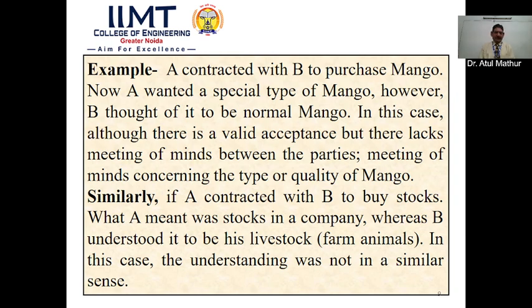Example: A contracted with B to purchase mango. Now, A wanted a special type of mango, however, B thought of it to be a normal mango. In this case, although there is a valid acceptance, there is a lack of meeting of minds between the parties, concerning the type or quality of mango. Similarly, if A contracted with B to buy stock, what A meant was stock in a company, whereas B understood it to be his livestock, meaning farm animals. In this case, the understanding was not in the similar sense.